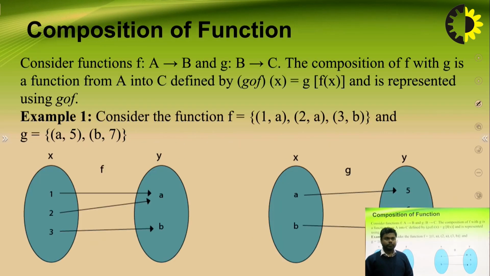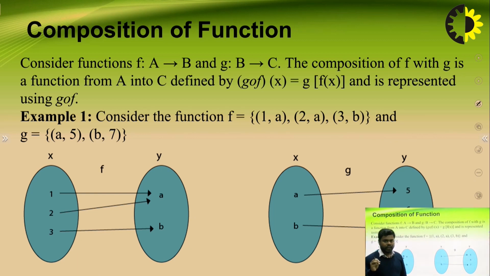Okay, now the next topic is composition of a function. This is a new topic and an important topic for discrete mathematics. How are we going to discuss it? Consider a function f from A to B and g from B to C. The composition of f with g is a function from A to C defined by g o f of x. The definition is going to tell us that.